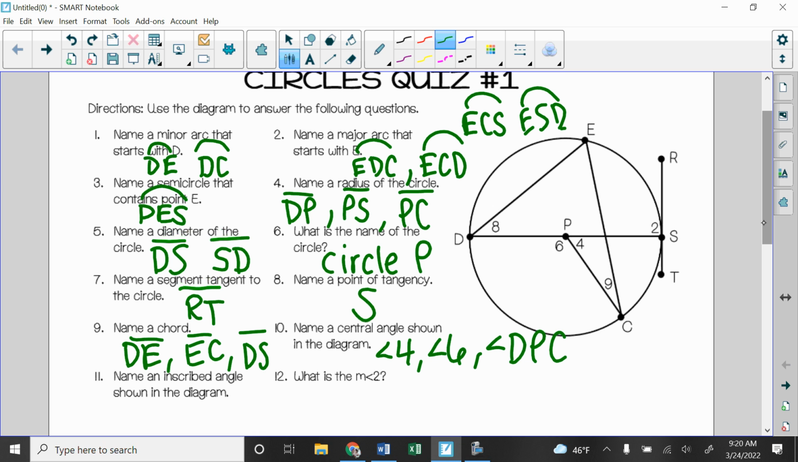Name an inscribed angle shown. DEC. Yes, I would take that. So this angle, DEC. Angle 9, I don't think works, because do you see, here's angle 9. See how it doesn't go all the way out? So it's not considered an inscribed angle. All the points have to be on the circle. Angle 8 is one.